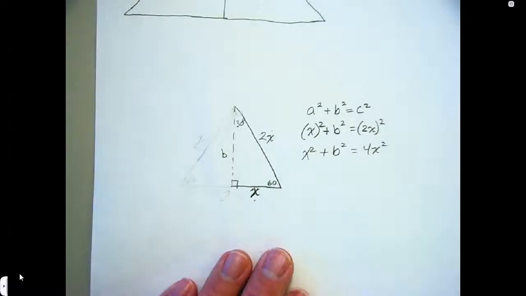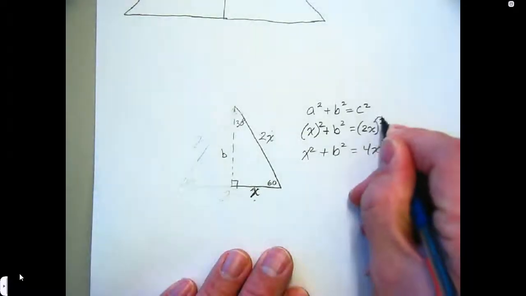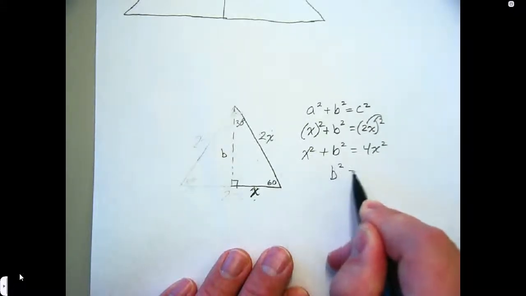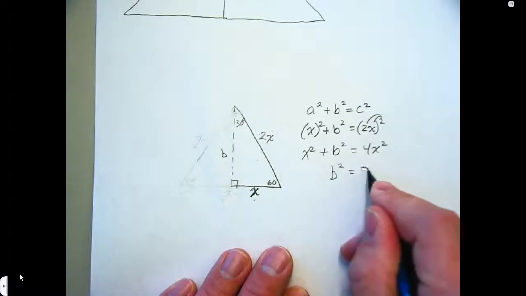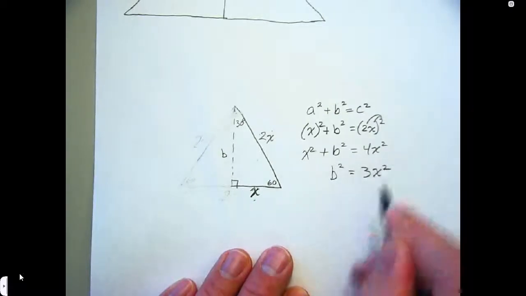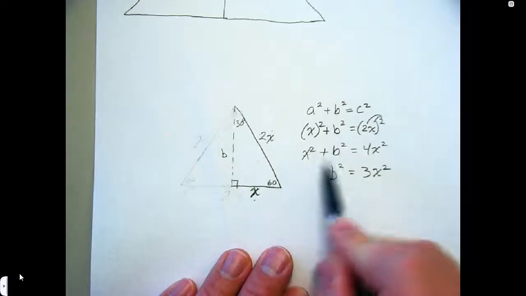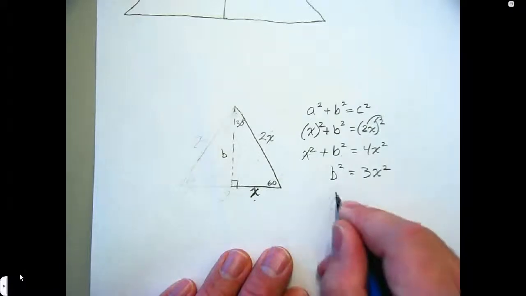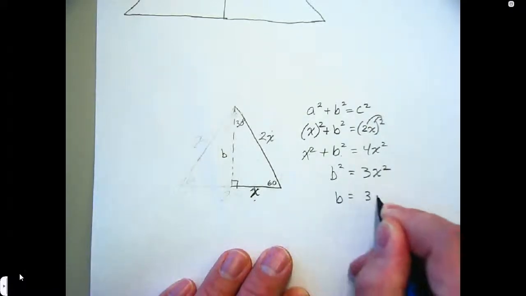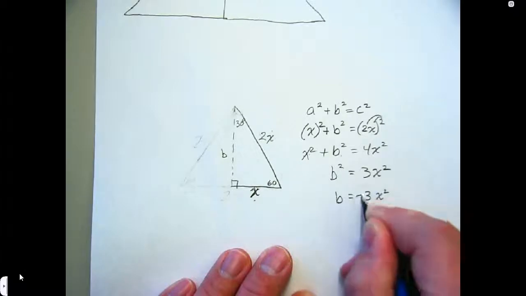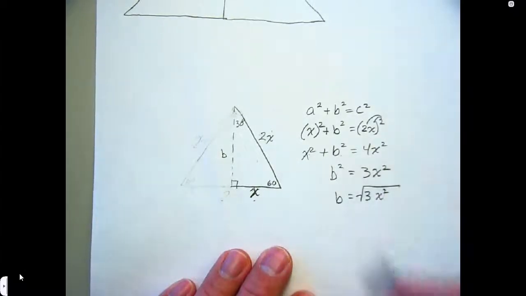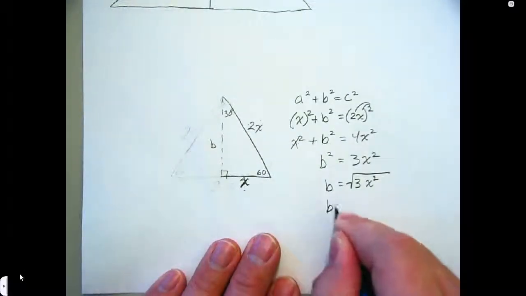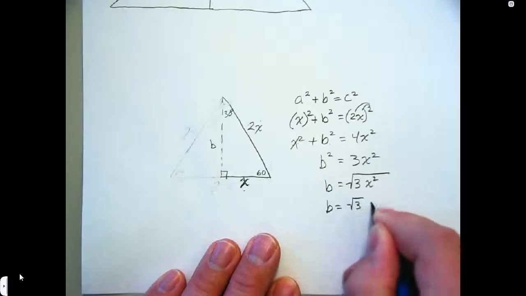Everyone good there? Make sure when you square this, you get that, right? You have to square both parts. You can't just take the square root of everything. We talked about that last week. You have to square them and add them. Subtract your x squared. b squared is equal to 3x squared. The square root of that, which b then is equal to root 3 times root x squared.